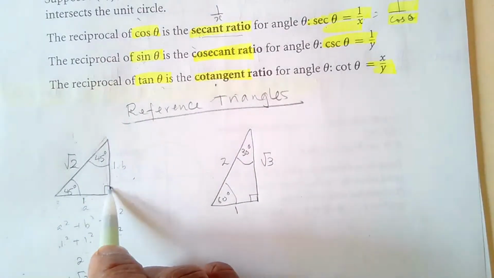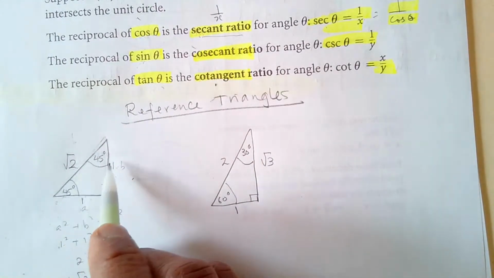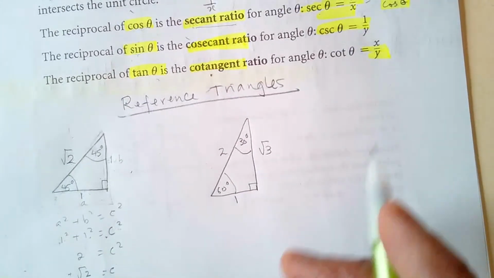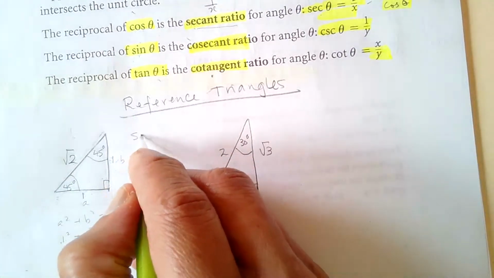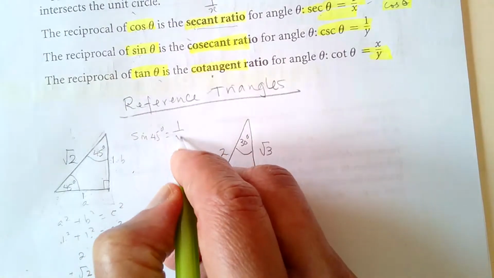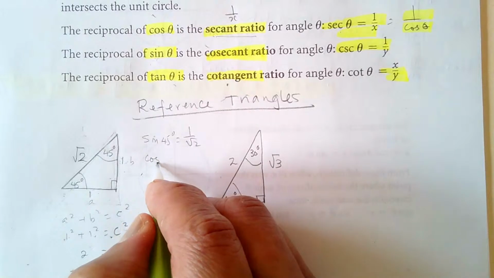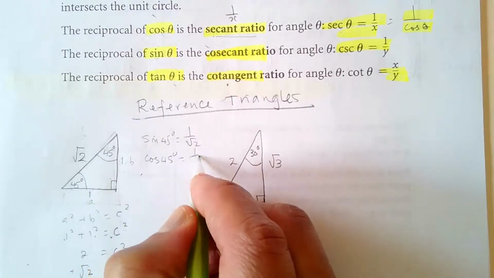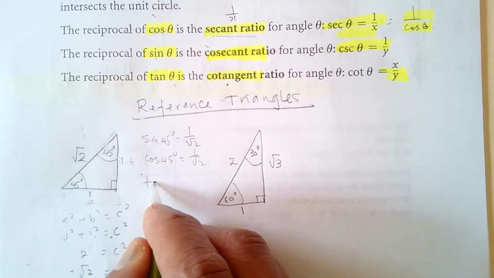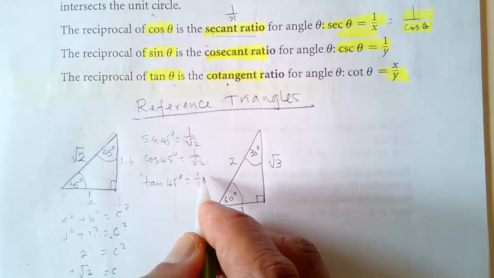So in this case, if we look back at this here, sine of 45 degrees is 1 over root 2, cos is 1 over root 2. So we can conclude this. We have sine 45 degrees is equal to 1 over root 2. Cos 45 degrees is 1 over root 2. And tan 45 degrees is 1 over 1, which is 1.